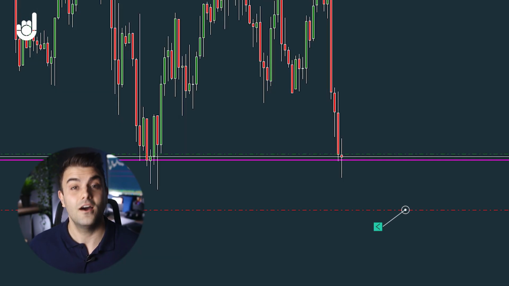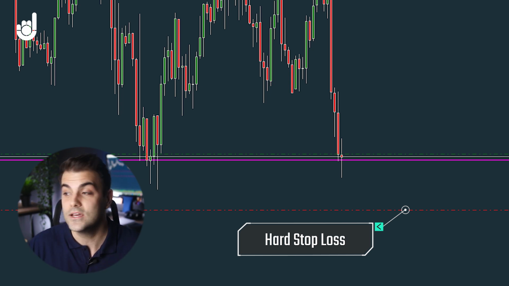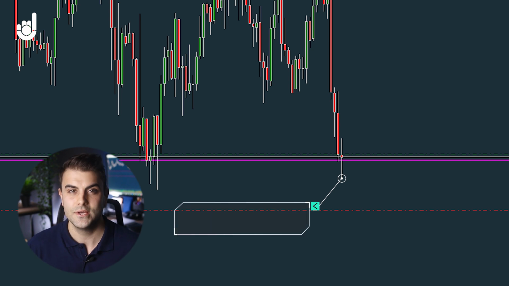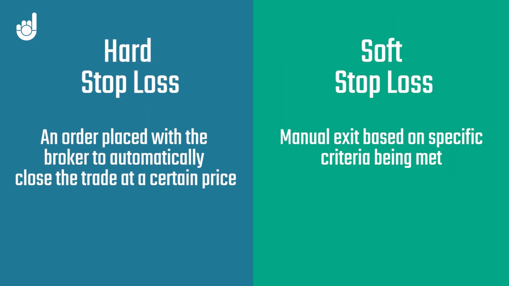I think of my stop losses as two things, a hard and a soft stop loss. A hard stop loss is just a standard stop loss. It's the one I place with my broker, so I'm automatically taken out of the trade when the price reaches a particular level. But usually my soft stop loss is much more important than the hard stop, because this is where I'll exit the trade manually based on specific criteria that a hard stop wouldn't be able to execute based on.